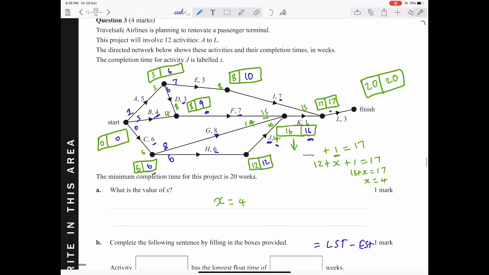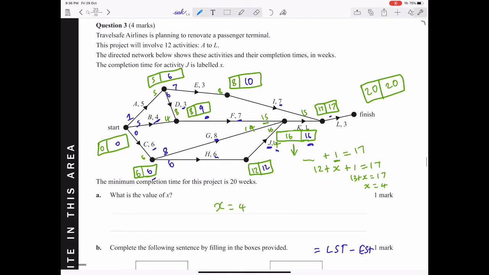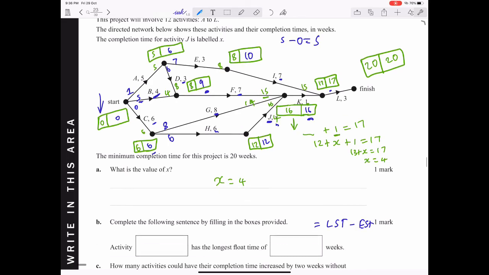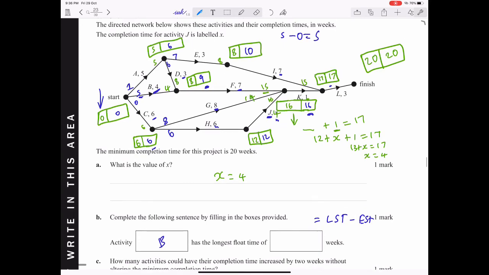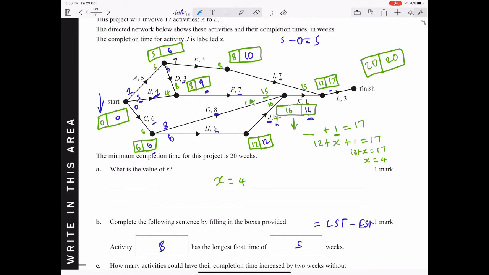So we can see that activity B appears to have the longest float time because the latest start time is 5, and its earliest start time over here is 0. So 5 minus 0 is equal to 5, and therefore that is the greatest float time on this network over here. So we can conclude that B has the longest float time of 5 weeks.